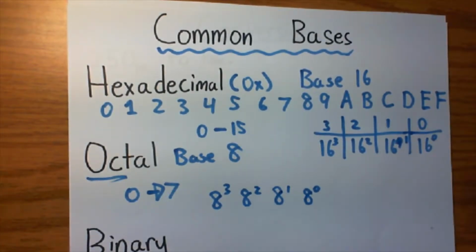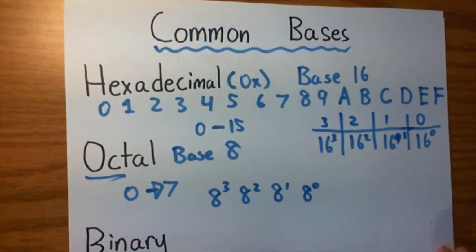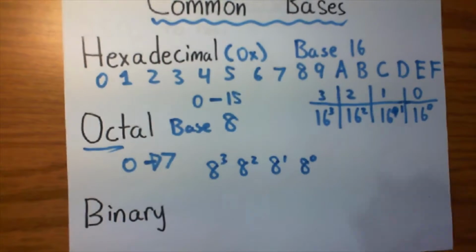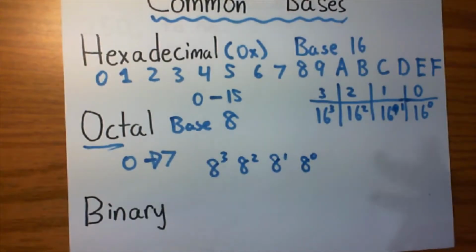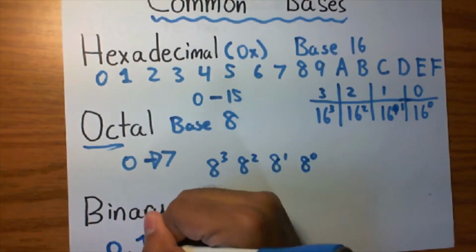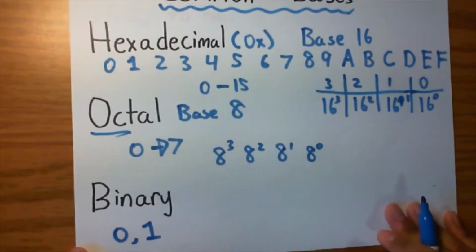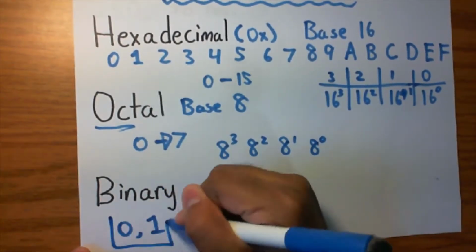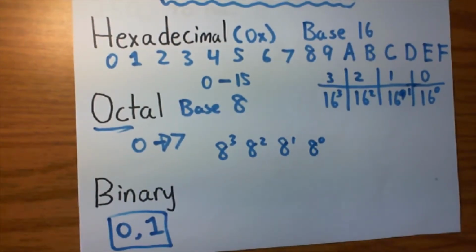I haven't really come across it all that much. Usually I see hexadecimal and binary. And binary is the last one that we're going to go over right now. So for binary, you can either have a 0 or a 1. Those are your only two values that you can have.